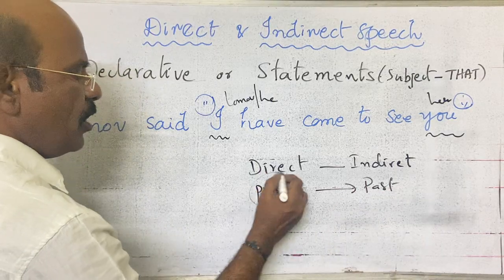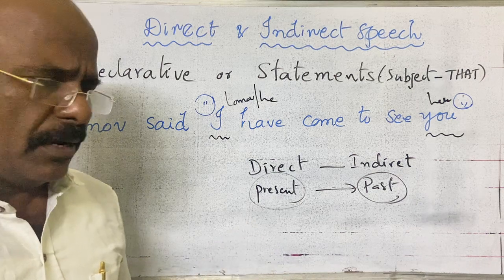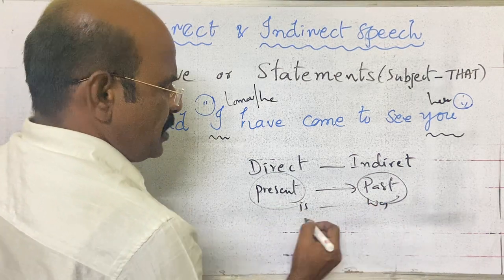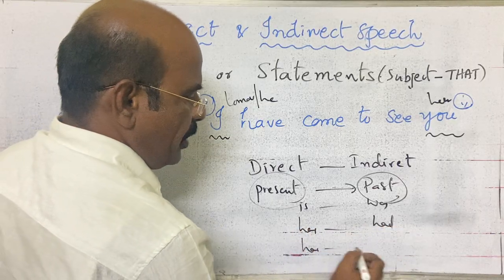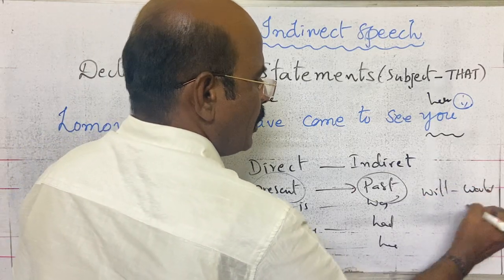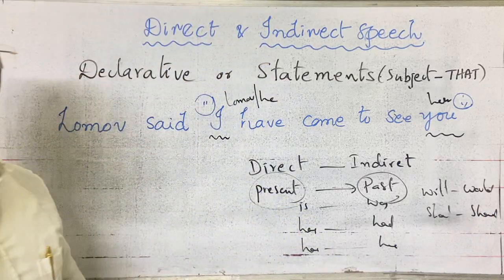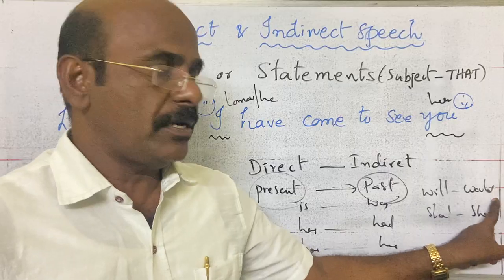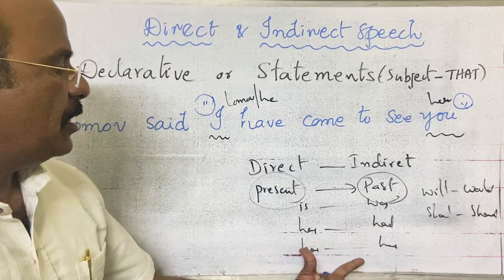This you can take for all, whatever the present tense there. But the main thing is: is becomes was, has becomes had, have becomes had, will becomes would, shall becomes should. So like this it is changing. If it is "will eat," that becomes "would eat." "Shall come" becomes "should come." So like that you can change easily.